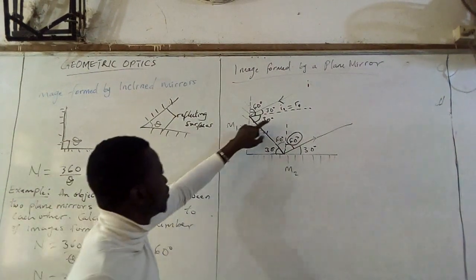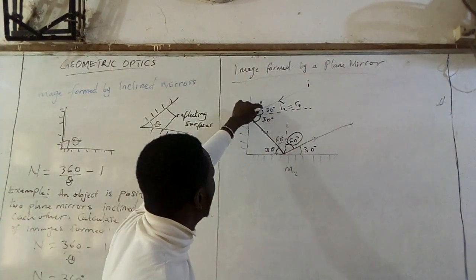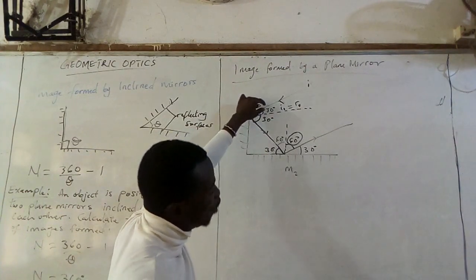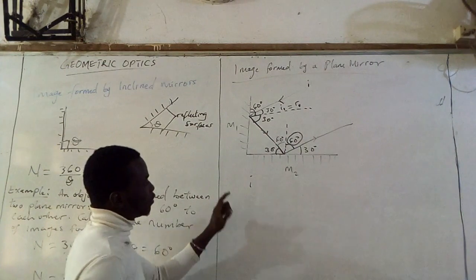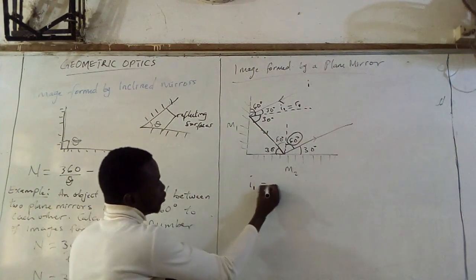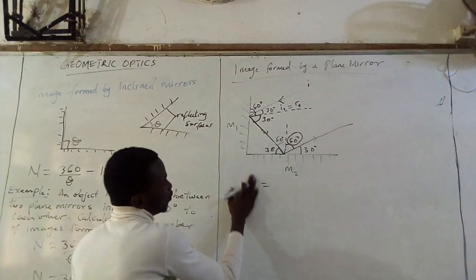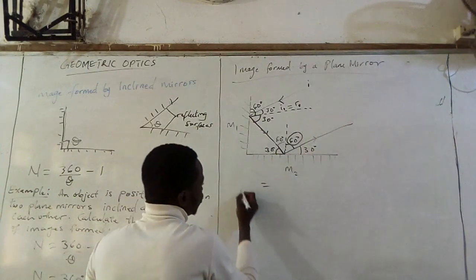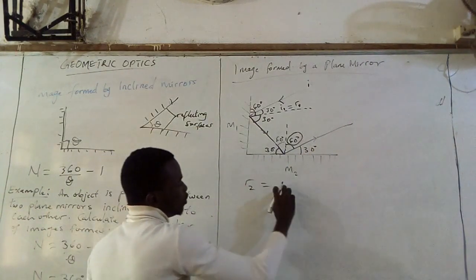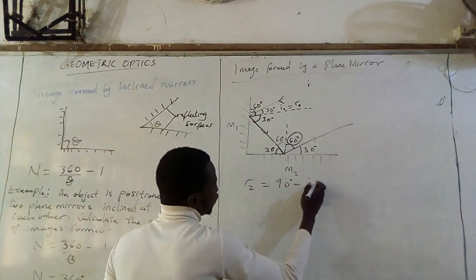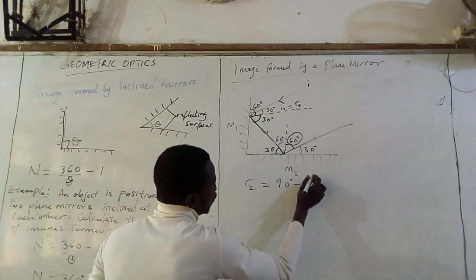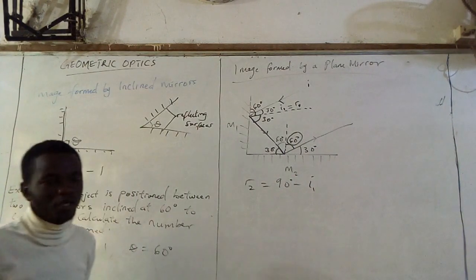So that means if we have the angle of incidence on mirror 1, the angle of reflection for mirror 2 is always equal to 90 degrees minus the angle of incidence on mirror 1.